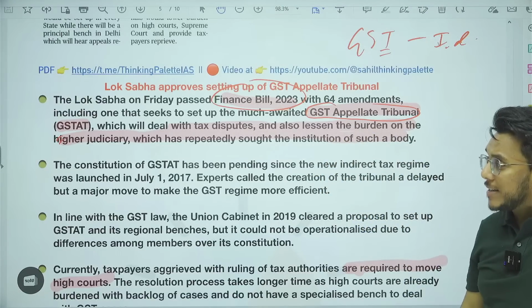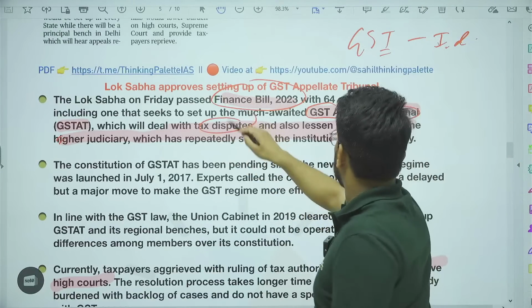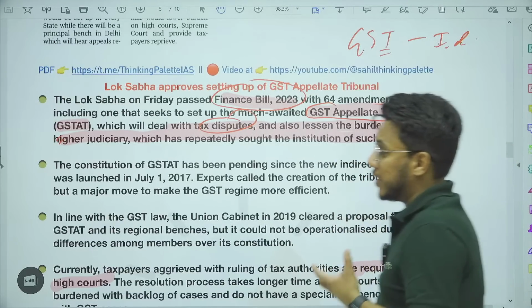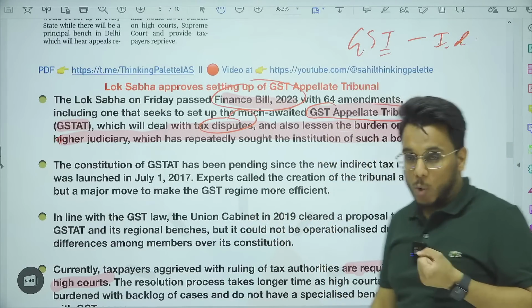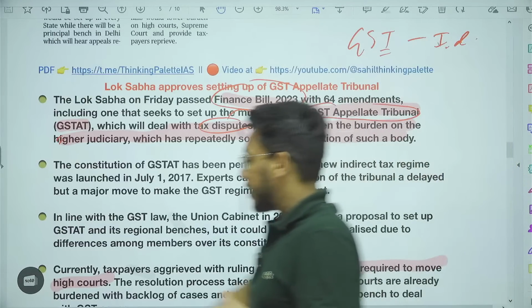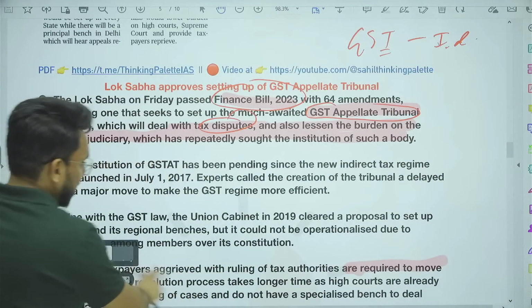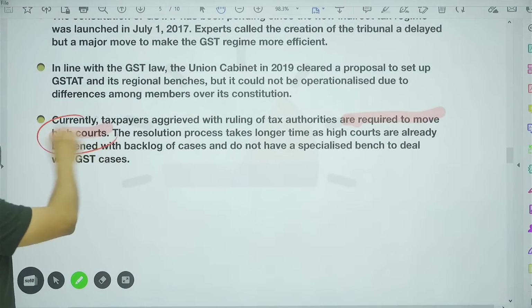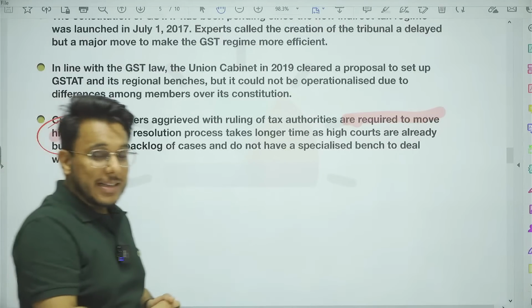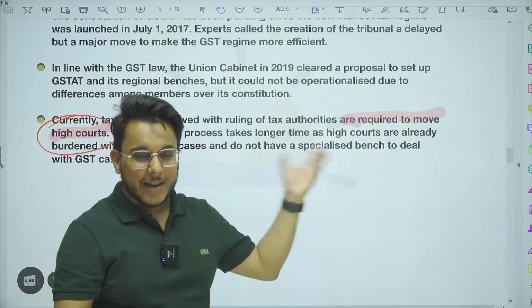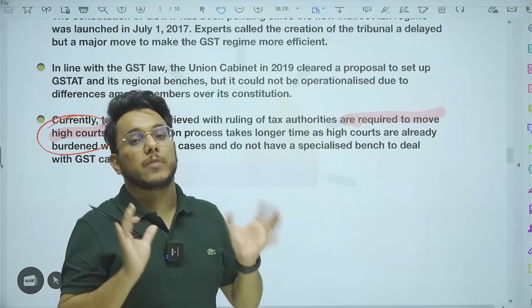Now, up till now, with respect to the tax disputes, people did not have any avenue to go to if there was a dispute. Taxpayers, if they were not happy with any of the provisions of the GST, had to move to the high courts. And you know that there are a lot of pending cases in the high court. First of all, it burdened the high court, and at the same time, resolution was also very much delayed.